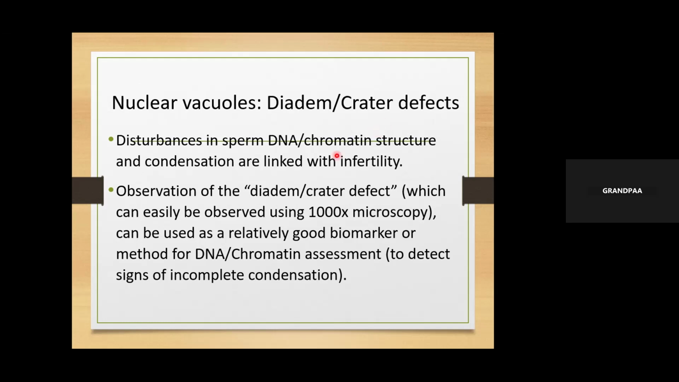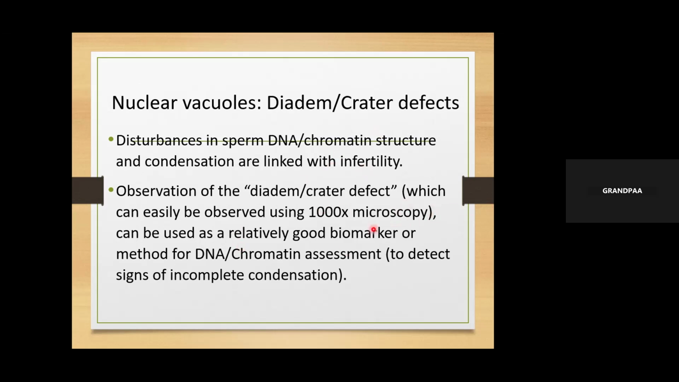And in that case, you have two defects taking place at the same time. The vacuoles, which give you that ring-like or crown-like structure, which is the diadem, are also creating indentations. And that indentation is the crater. So it gives you a diadem crater defect.